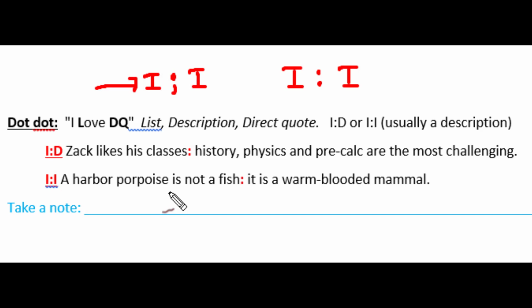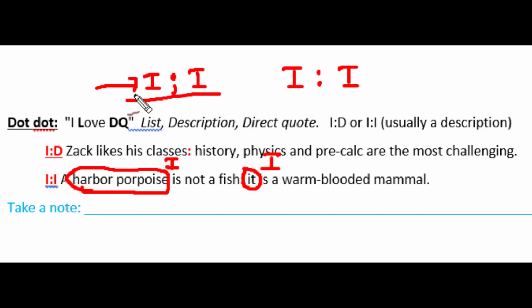The harbor porpoise is not a fish. That's an independent clause, okay? We see that we have a dot dot, and now here it says it is a warm-blooded mammal. All right, that's also an independent clause, right? Now, if you look here, it is saying the exact same thing. It represents the harbor porpoise. These are closely associated. There's an association.